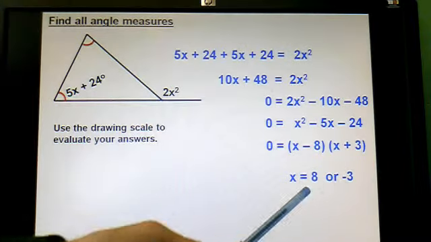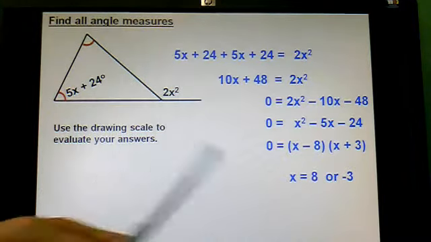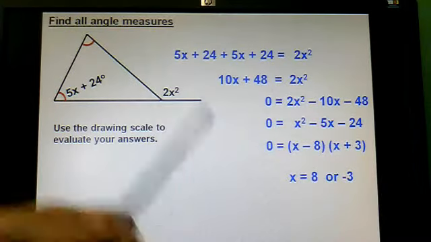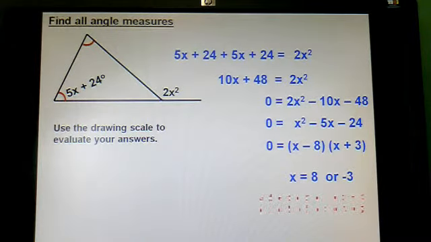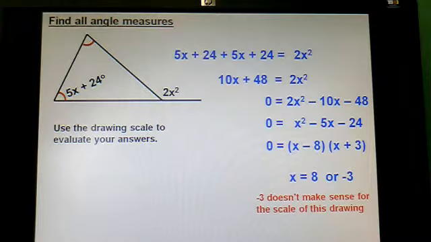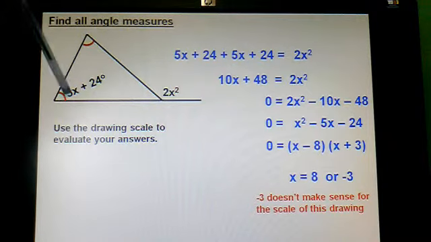So if I had to choose, if I gave you a direction like this, I would say get rid of the negative 3, and the 8's the only one that makes sense, and you proceed forward with that. If I don't put that on here, which I didn't on your paper, then either answer makes sense mathematically, and you accept both of them, because neither one gives you a negative angle if you plug them back in.